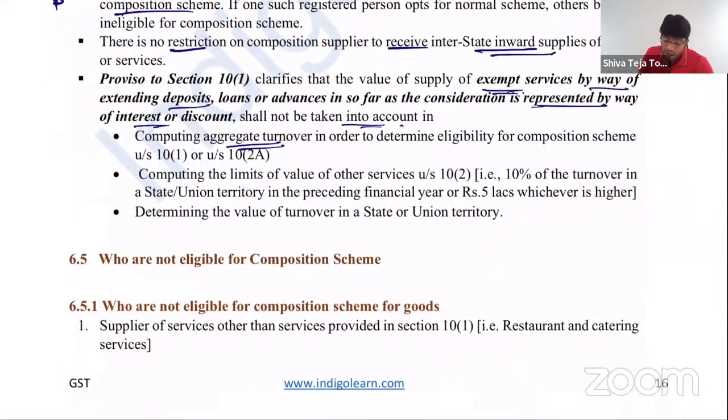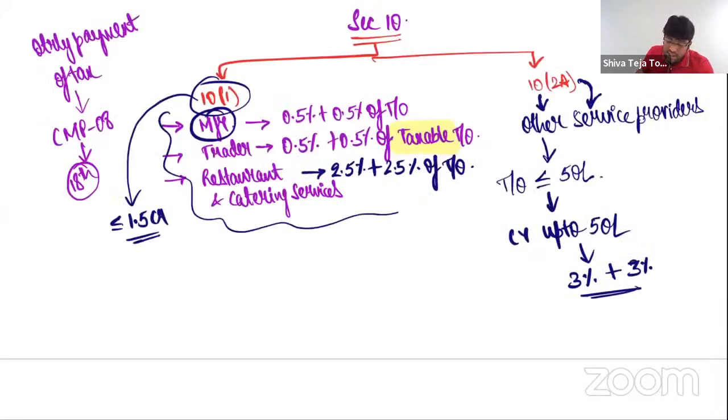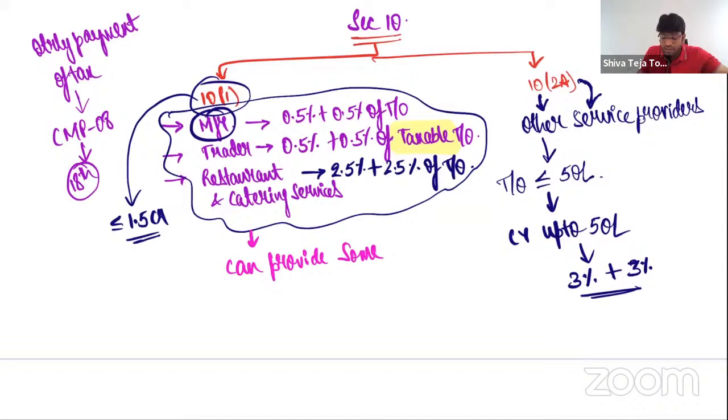Next point, computing limits for other services. What is this point? Let me explain. In 10.1, we discussed that there are 3 categories. What are the 3 categories? Manufacturer, trader, restaurant and catering. Now the law says they can provide some other service also, and they can still continue under composition scheme.